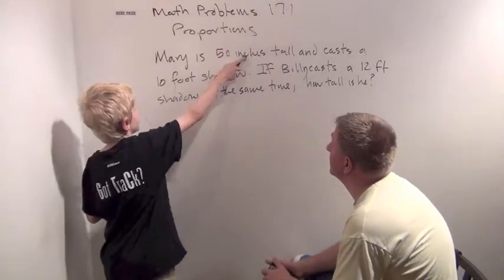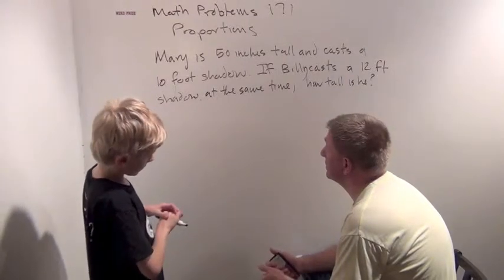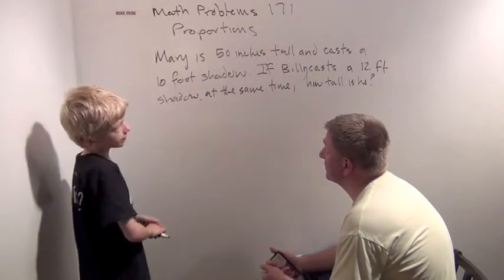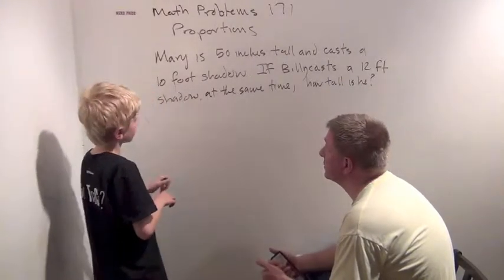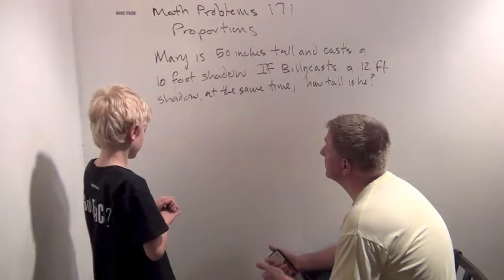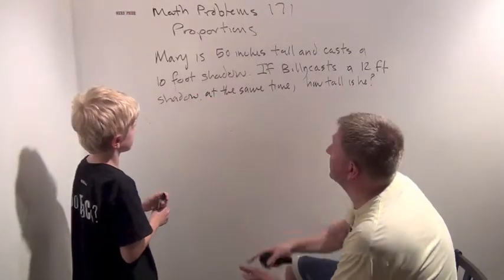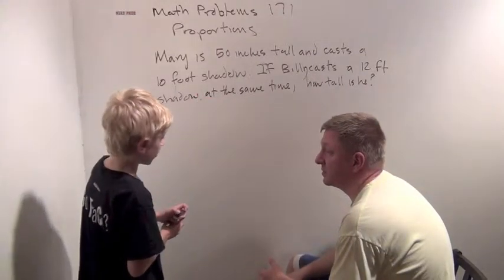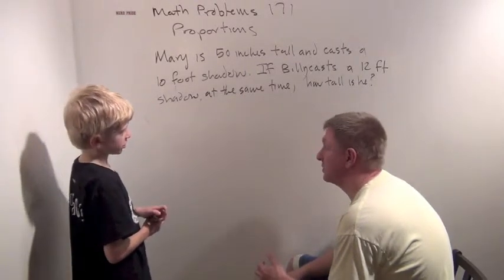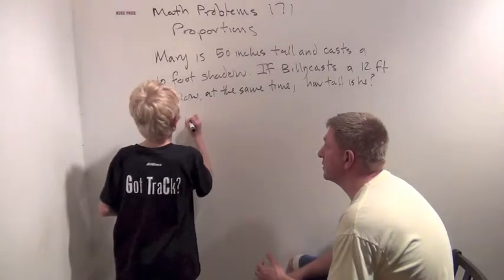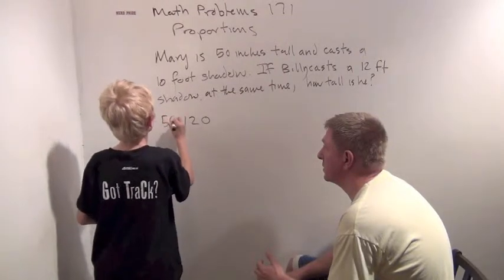It says Mary is 50 inches tall and casts a 10-foot shadow. So we've got to convert inches into feet. 12 inches is 1 foot. Or why don't you convert the 10 feet into inches? That might be easier. 10 feet is 120 inches. So it's 50 to 120.